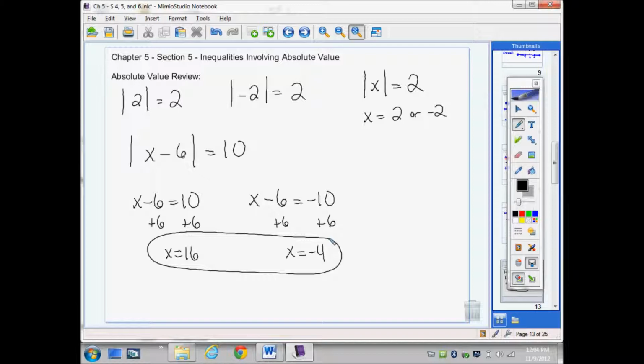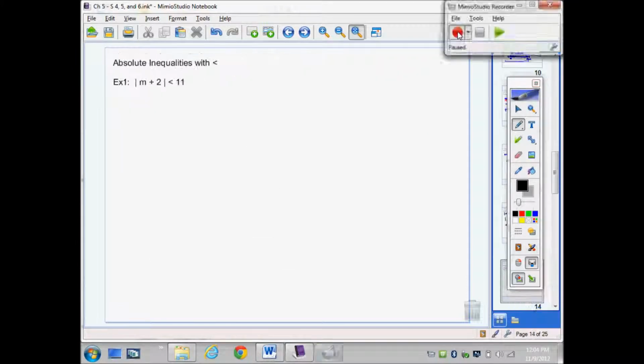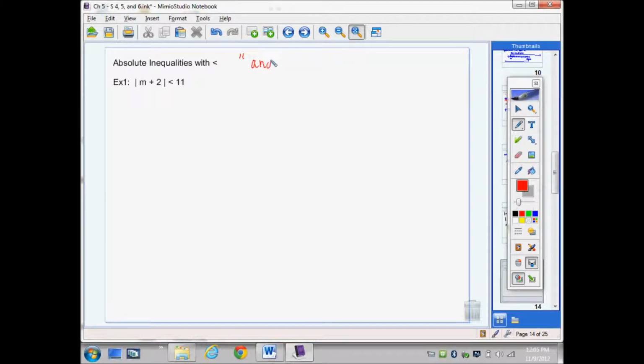We have to do something very similar to this with the absolute value inequalities, where we're going to have to split it into 2 separate inequalities and then solve them both separately. If you have an absolute value with a less than or less than or equal to, these end up being ands. But you don't need to know that necessarily, just it's nice as a backup.